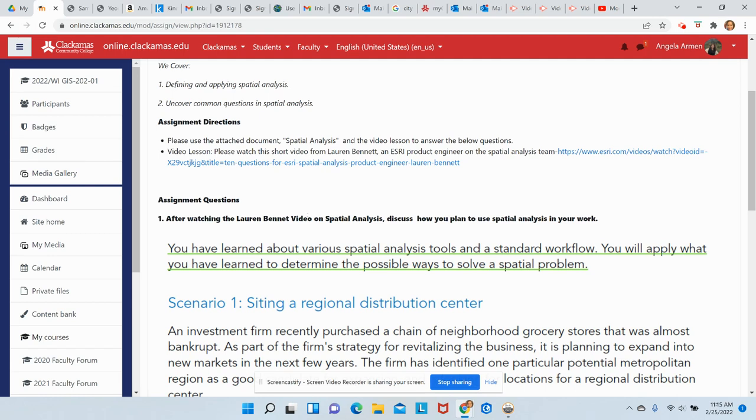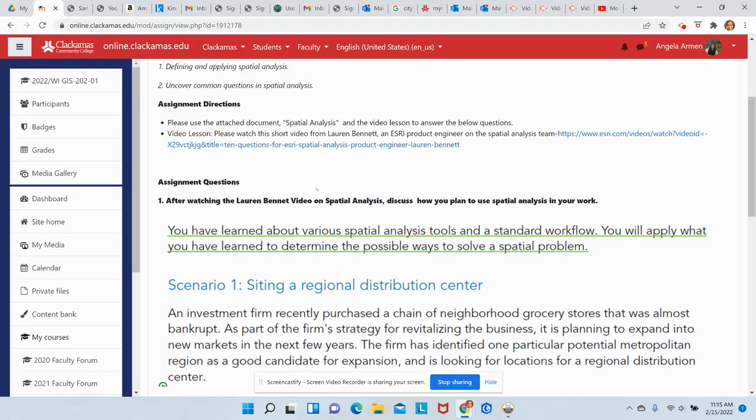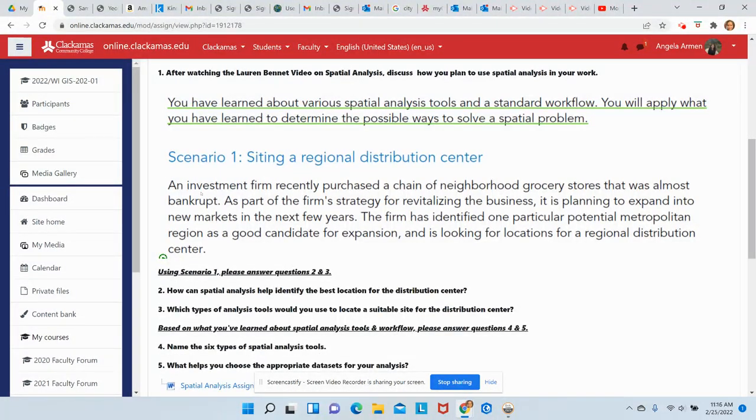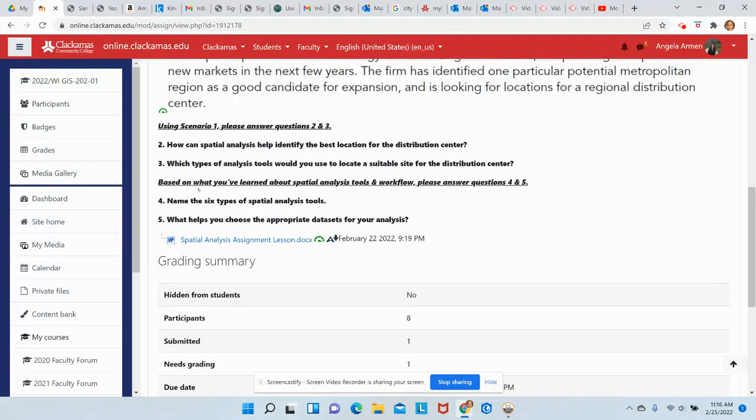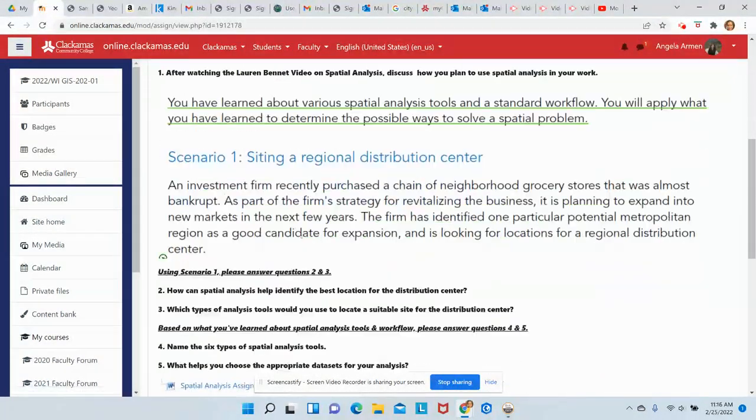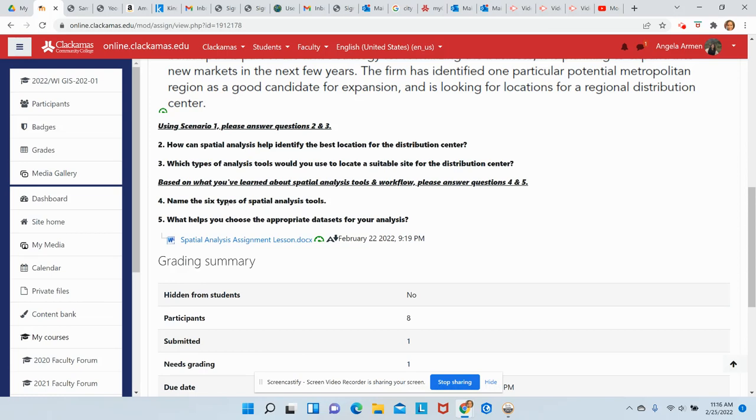GIS is a dynamic field, and it's never static. So we're always learning. So we have to live in this space of constantly knowing and realizing, appreciating that we don't know things, and it's okay to have these questions. Then it's going to bring you into this place where there's a scenario. There are going to be two questions about this scenario. And then lastly, based on what we've learned about spatial analysis using this lesson and using this video, answer these two questions. Talk about the 6 types of spatial analysis tools within ArcGIS Pro, and what is going to help you to choose the appropriate data sets for your analysis.